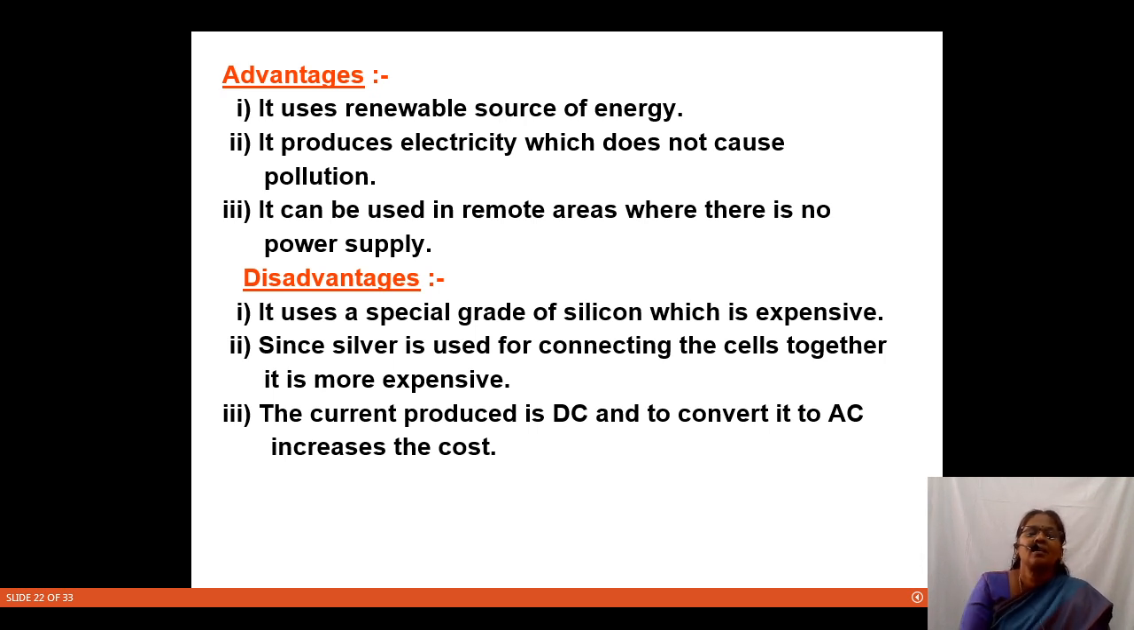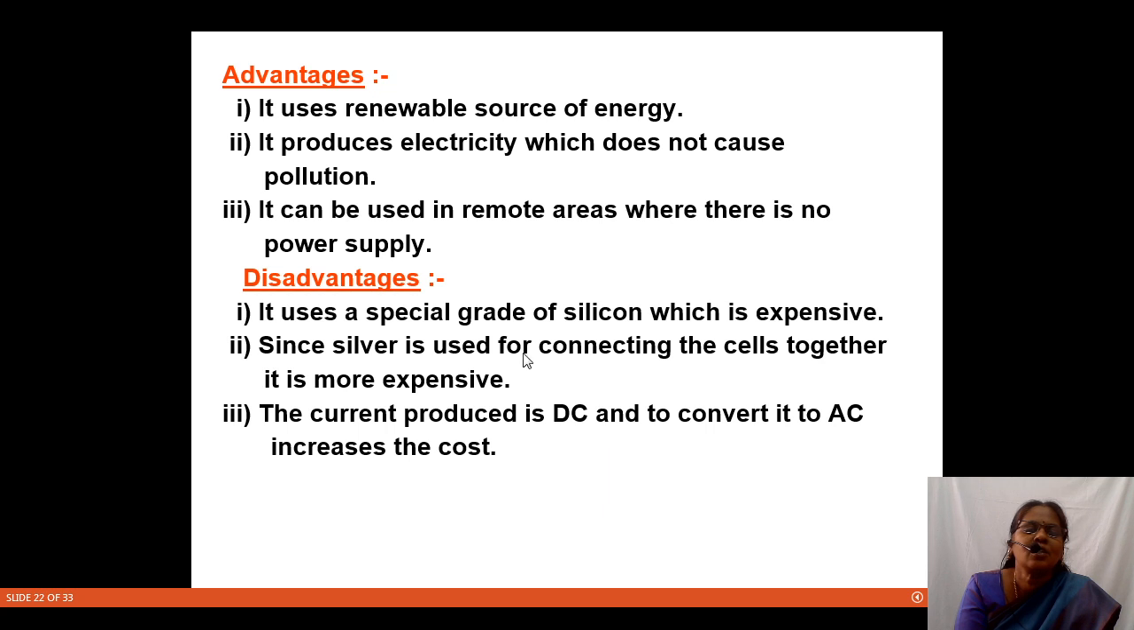Still in India, many places are remote and there is no electric connection from the electric board. It is not possible to give it there. So they are using such a type of panel to get electricity.